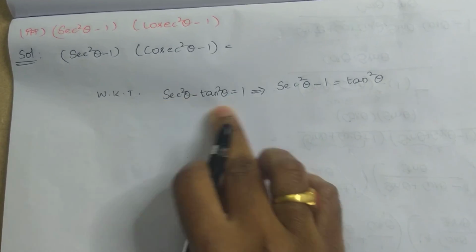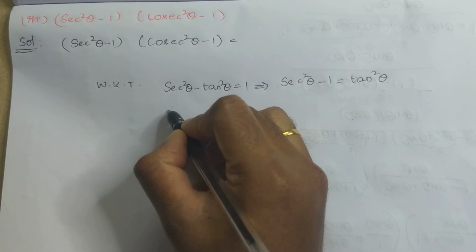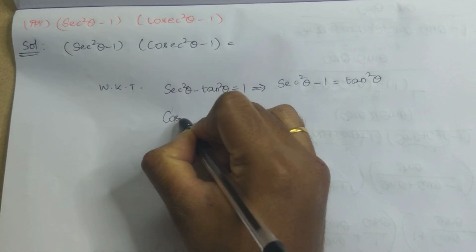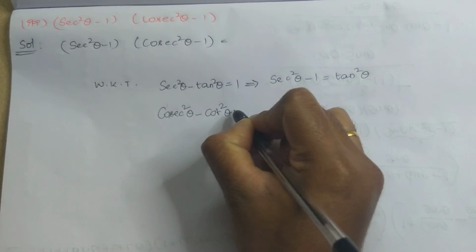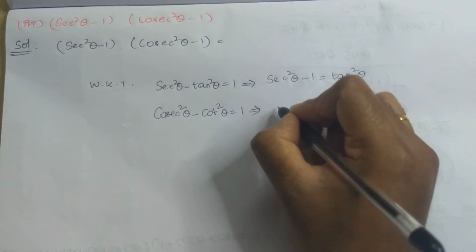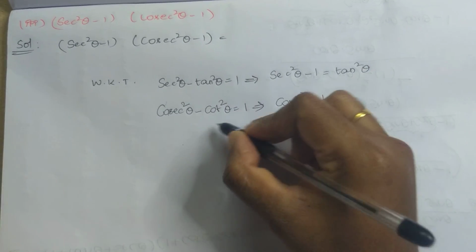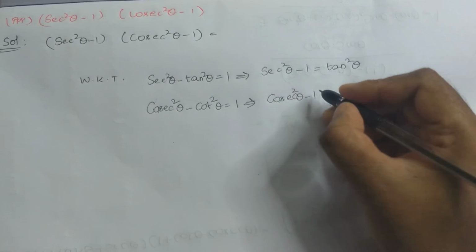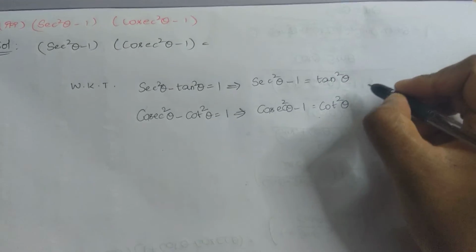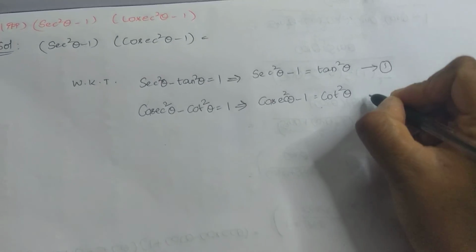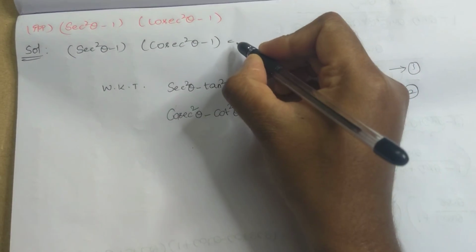Correct? So from this relation, can I write it like this? Yes, you can write. So here again, cosecant square theta, we also know this: cosecant square theta minus cot square theta equals 1. It means we can write cosecant square theta minus 1, when I send this 1 to the left hand side and cot square theta to the right hand side, this will come: cosecant square theta minus 1 equals cot square theta. Now what will I do? I will put this as equation 1 and this as equation 2. This is the question they have given, right?